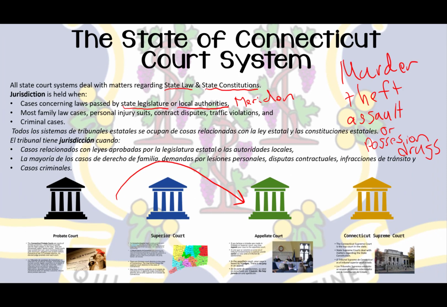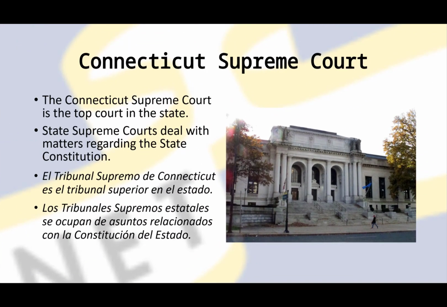Finally, if you do not like what you had in the appellate court and you think you can argue it even further, you go to the highest court, the Supreme Court. So Connecticut has a Supreme Court. It is the top court in the state of Connecticut. It deals with matters regarding the state constitution. This is what the Supreme Court looks like in Hartford. Forgive me for misspelling that.